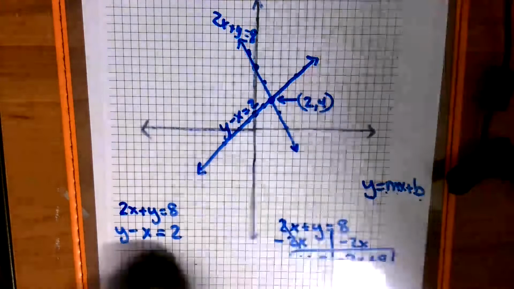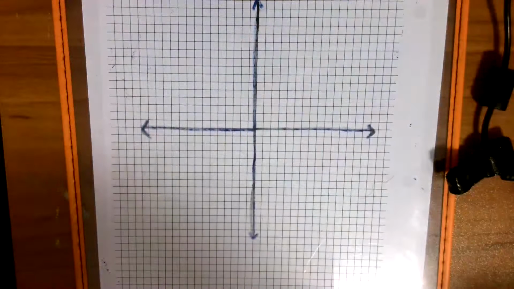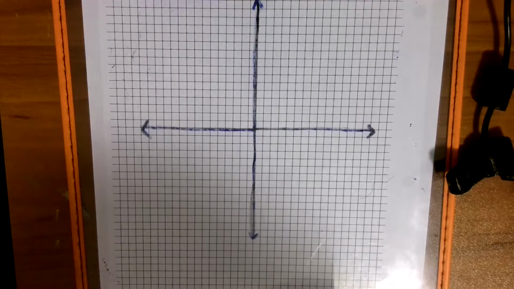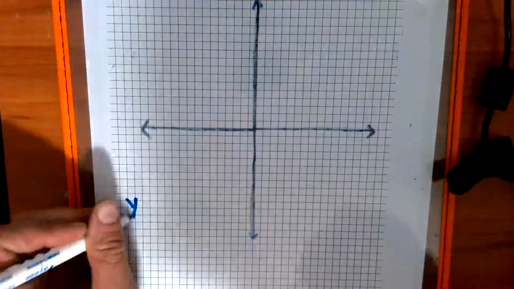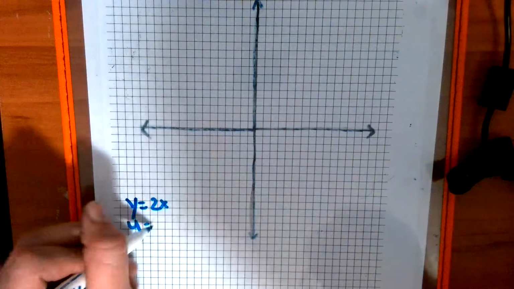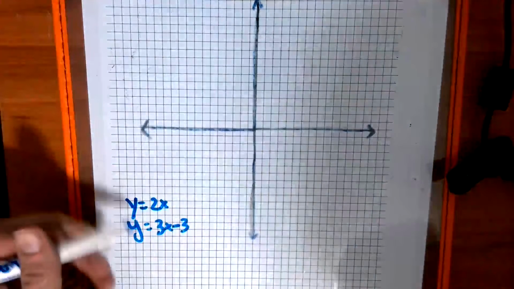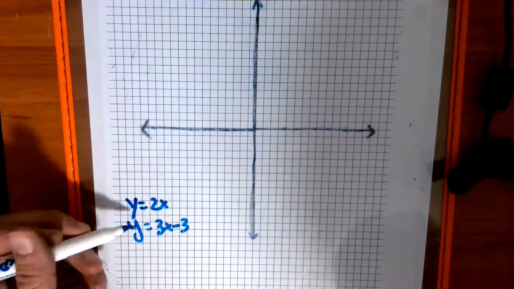Let's do one more because they take a little while. And let's go with, okay, let's do y equals 2x and then y equals 3x minus 3. And these are both in the y equals mx plus b format already. So this is all ready to roll.